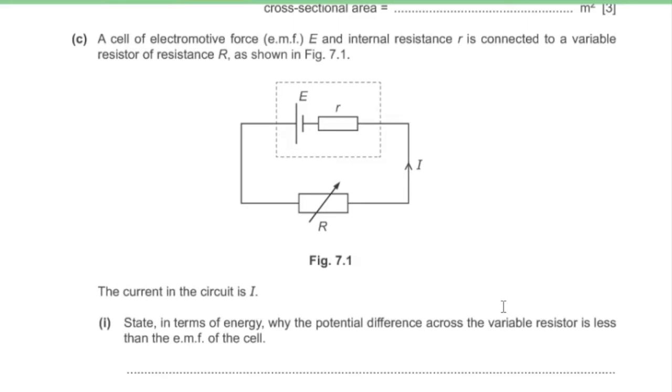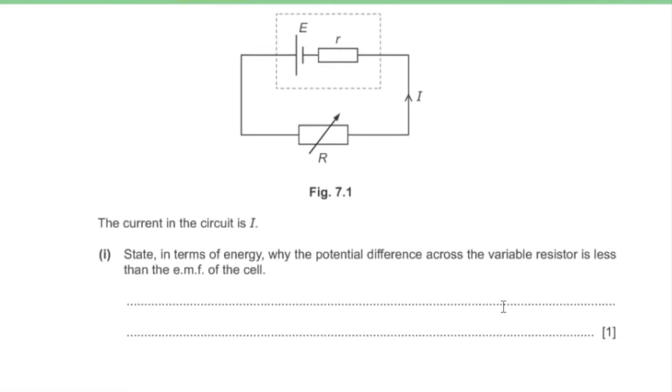in figure 7.1. The current in the circuit is I. Stated in terms of energy, why is the potential difference across the variable resistor less than the EMF of the cell? This is due to some energy that is lost in the form of heat energy due to the internal resistance of the battery. Some energy is dissipated, and that energy is called lost volts.